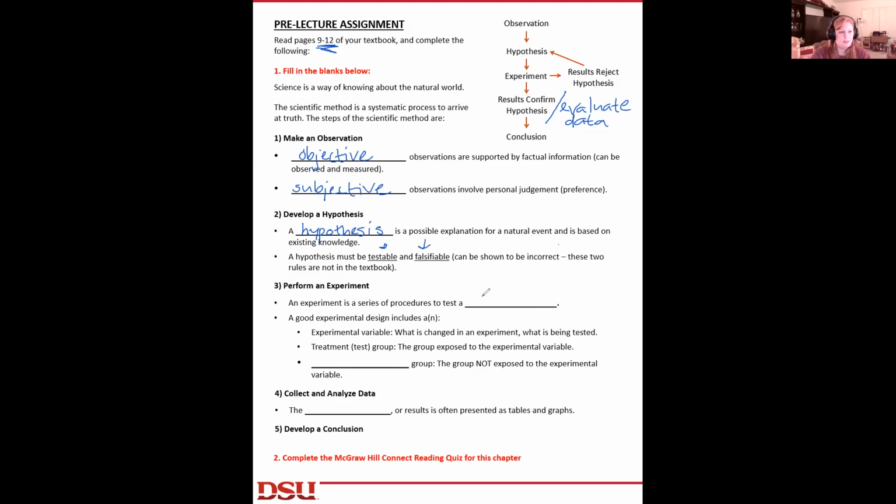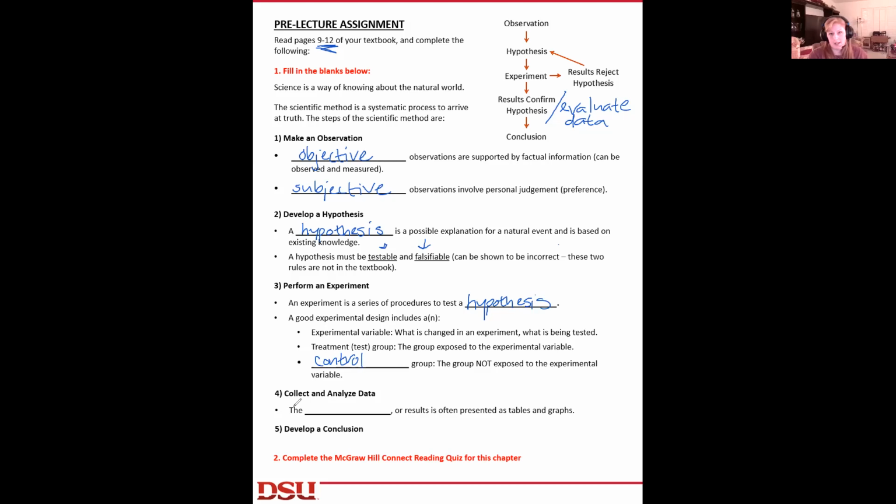An experiment is a series of procedures to test a hypothesis. Okay. A good experimental design includes an experimental variable. So this is the thing that's being changed in the experiment. It's what we're testing for. It also includes a treatment or a test group, and this is the group that's exposed to the experimental variable. And then it includes a control group. A control group is not exposed to the experimental variable.